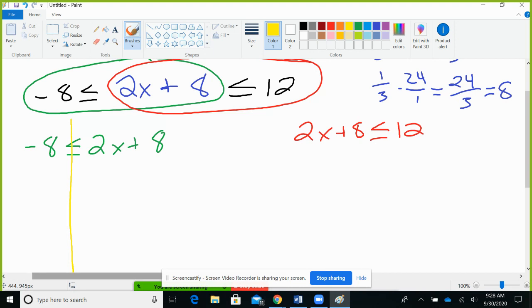So starting on the green problem over here, -8 is less than or equal to 2x plus 8. Cody, what would be my first step on this green problem? Totally, and we'll subtract it from this side because we want to get the x independent. So we now have -16 is less than or equal to 2x. Perfect.